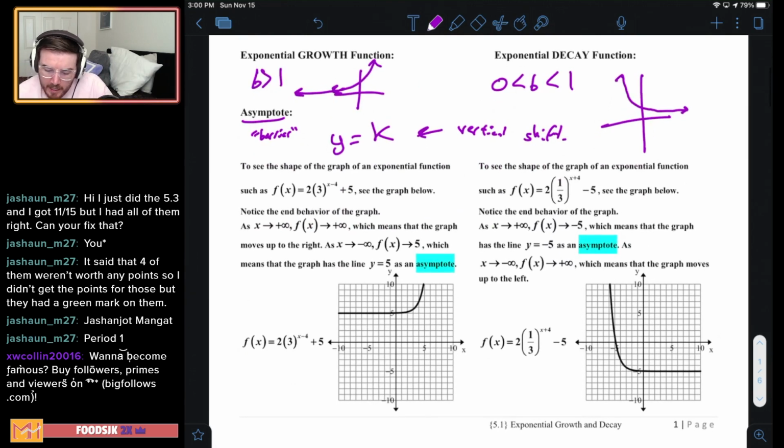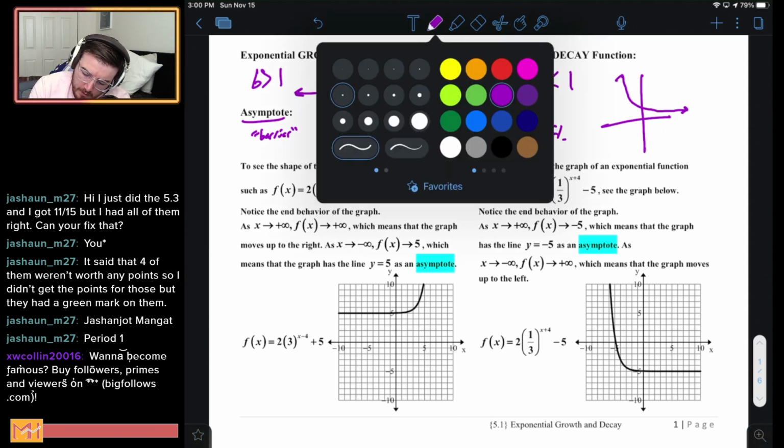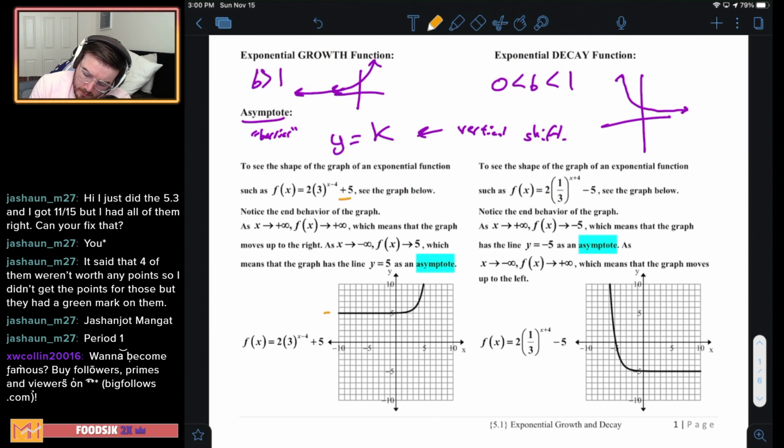So take a quick peek at these pre-graphed things. Stretch, right 4, up 5, and that's bigger than 1, so it's a growth. And you can see here that the horizontal asymptote is at 5. That's the k value. All right.